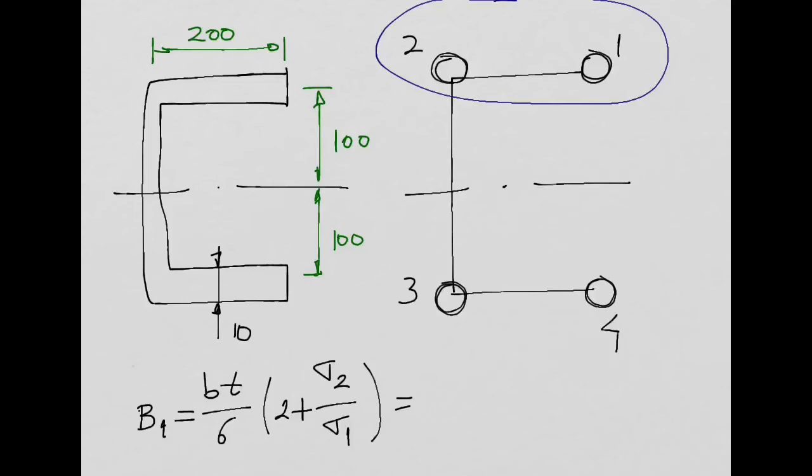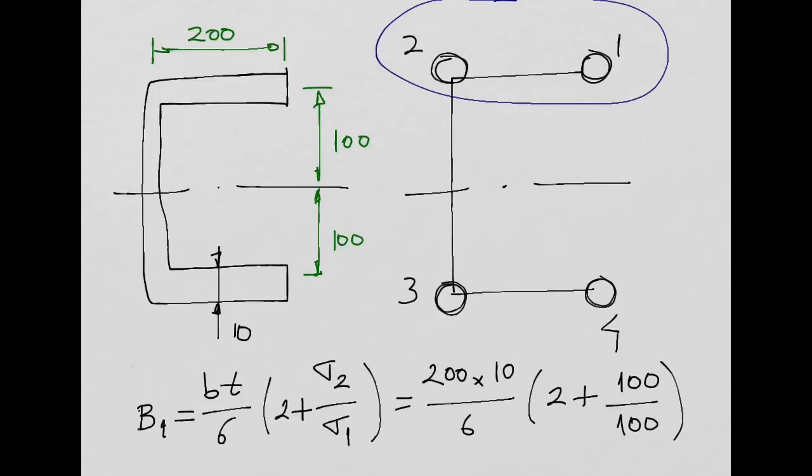Let's replace this now with numbers. How much is the width, this B, of my plate? 200. Thickness, 10, over 6, 2 plus. Now what do I need to include? The distance to the neutral axis of boom number 2 over the distance to the neutral axis of boom number 1. How much is Y2? 100. The distance to the neutral axis of boom number 2 is 100. How much is the distance to the neutral axis of boom number 1? 100. You get your area. Is this difficult? Very easy, right?